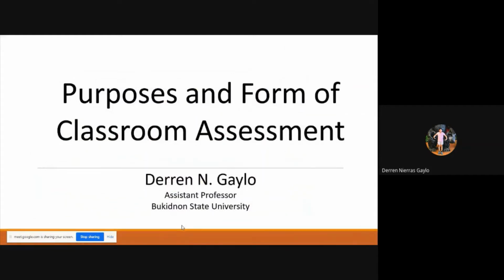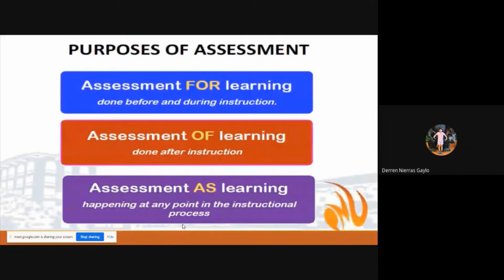Hello everyone, good day. So we are now on lesson number 3 in Assessment and Learning 1, Purposes and Form of Classroom Assessment. For today, we'll be talking about the three purposes of assessment. One is assessment for learning. It's usually done before and during instruction. The second is assessment of learning. It's done after instruction. And assessment as learning. It's happening at any point in the instructional process.